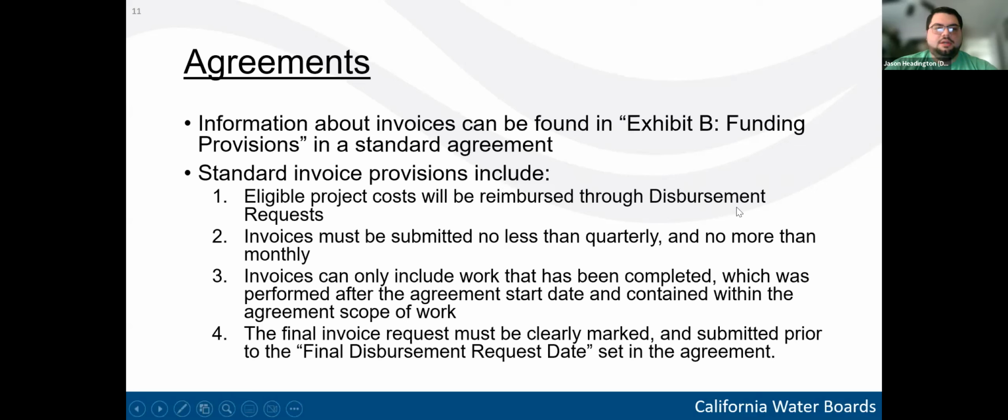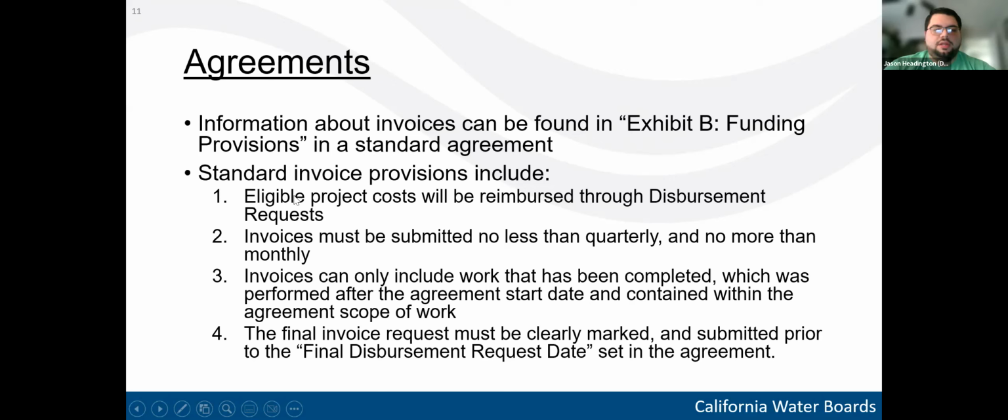But next here, we're going to move on to invoices. And so the first step when talking about invoices is to go over the portion of the technical assistance agreement that covers invoicing, because that's going to outline a lot of the provisions for your specific agreement and when you can and can't invoice. So the information about invoices can be found in Exhibit B funding provisions in our standard DFA agreement template. And the provisions included in Exhibit B include some of the following.